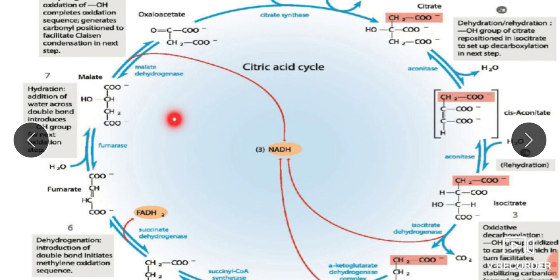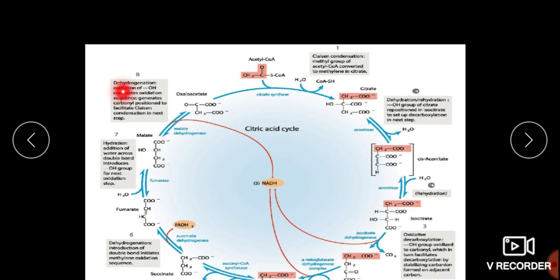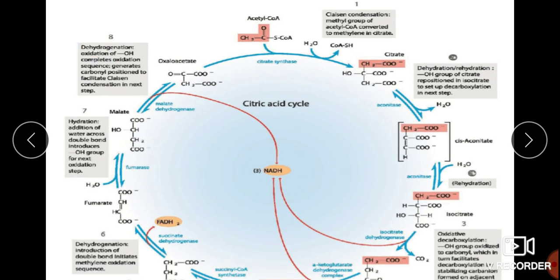Then next, the malic acid, with the help of the enzyme malate dehydrogenase, gets converted into oxaloacetic acid, and this oxaloacetic acid is ready for condensation with acetyl coenzyme A and formation of citrate, and the cycle runs once again.